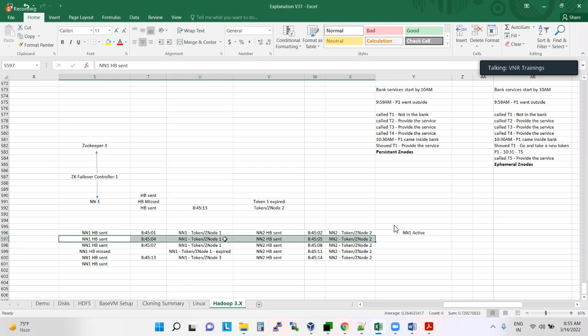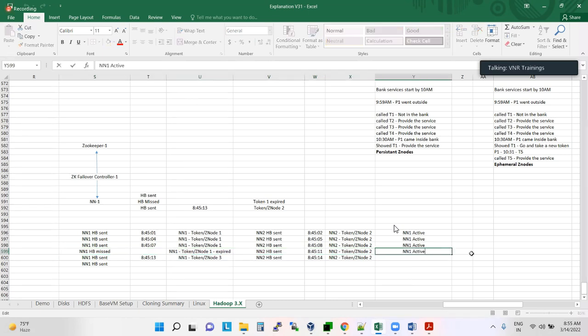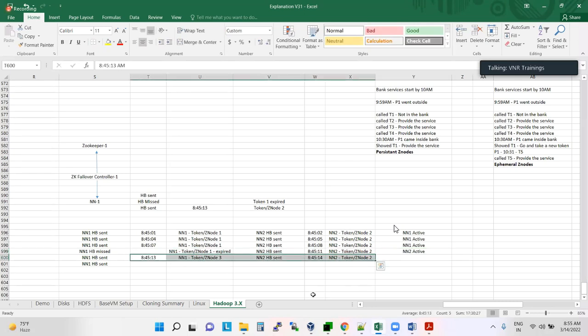In this scenario, who has the least token, the first token? NameNode 1, sir. So NN1 is active. In this scenario, do I have the first token? No, sir, I don't have the first token. I have only the remaining one token. Who is that? NameNode 2, sir. So here NameNode 2 is active. Now who has the least token number? NameNode 2, because when this started again, it got token number 3.